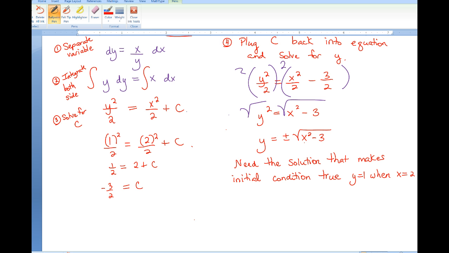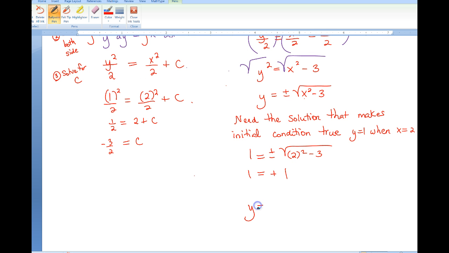So it's kind of like this. If I plug in 1, 1 equals plus or minus square root of 2 squared minus 3. I want the positive one, right? So my solution is y equals positive square root of x squared minus 3.